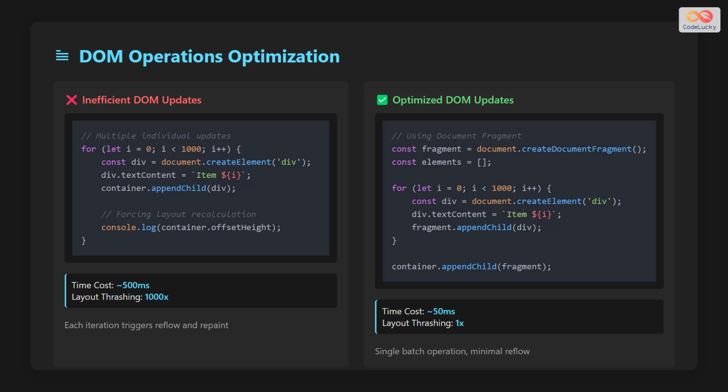Let's consider DOM operations optimization. When updating the DOM, multiple individual updates can cause performance bottlenecks by triggering multiple reflows. To prevent this, we can batch our DOM updates using a document fragment, which allows us to perform all DOM manipulations in memory and then append the entire fragment to the DOM at once. This dramatically reduces the number of reflows and repaints.